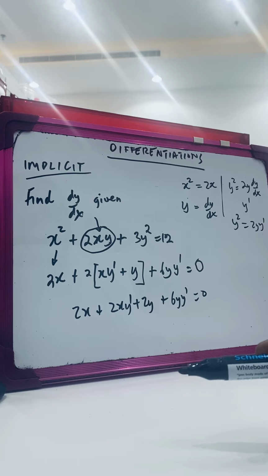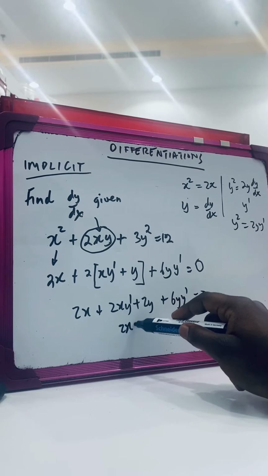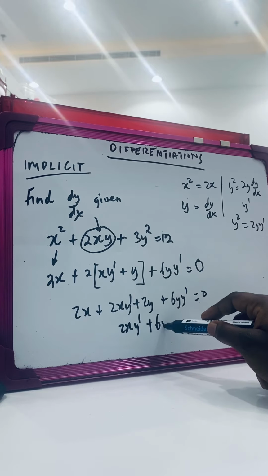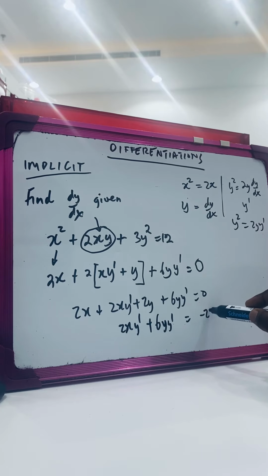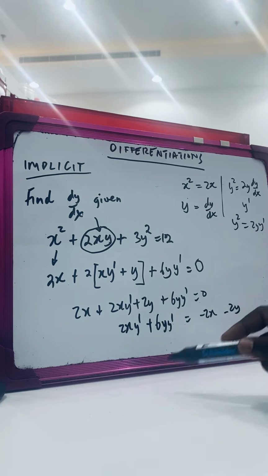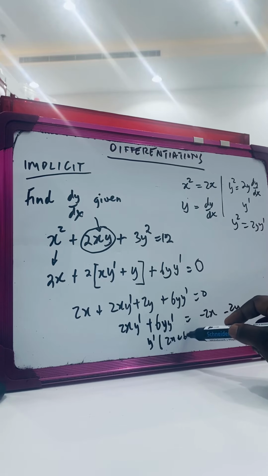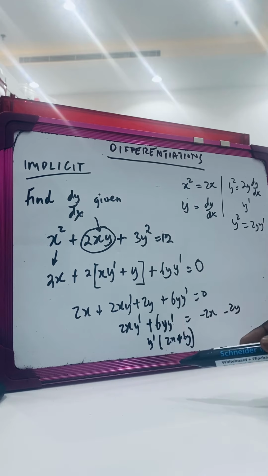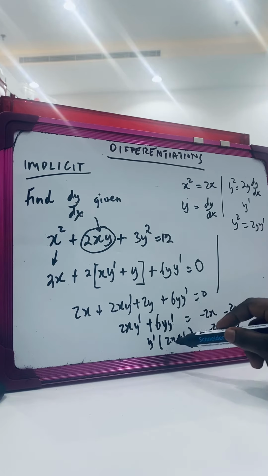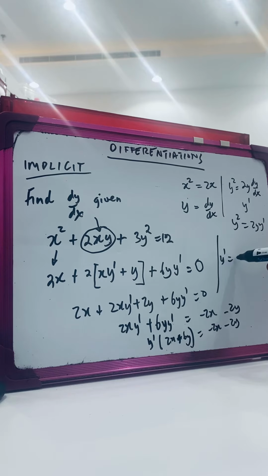I'll keep all the y primes to one side. If you don't have y prime, move to the right hand side. So I have 2x y prime plus 6y y prime equals negative 2x negative 2y. I can factorize y prime out. I have 2x plus 6y. This equals negative 2x negative 2y. Then if I need my y prime, I can divide through by 2x plus 6y. So y prime is negative 2x negative 2y all on 2x plus 6y.